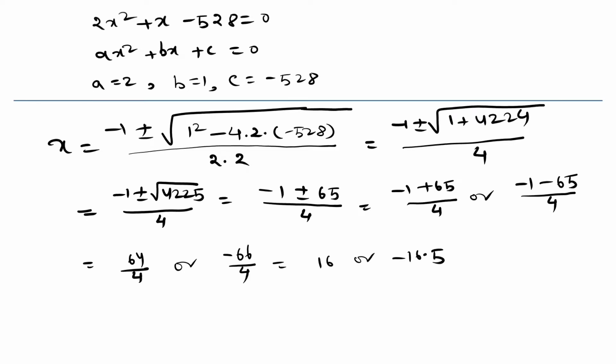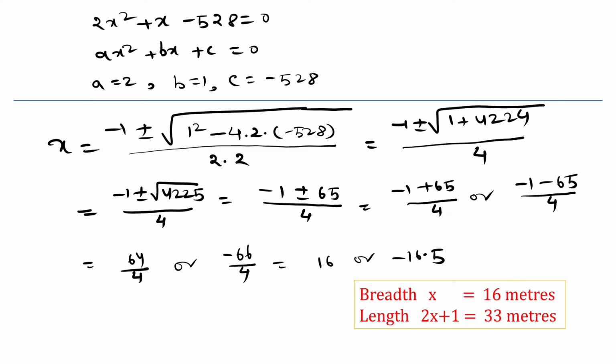Since length cannot be negative, we discard the negative root. So breadth is 16, and therefore length will be 2 times breadth, that is 32, plus 1, which means 33 meters. So length and breadth are 33 meters and 16 meters respectively.